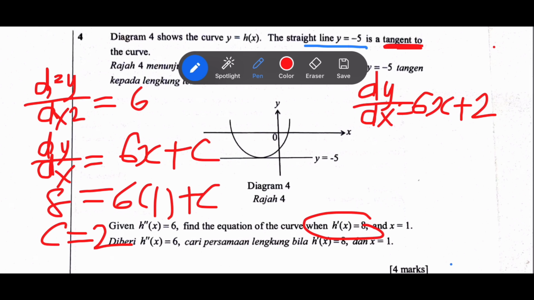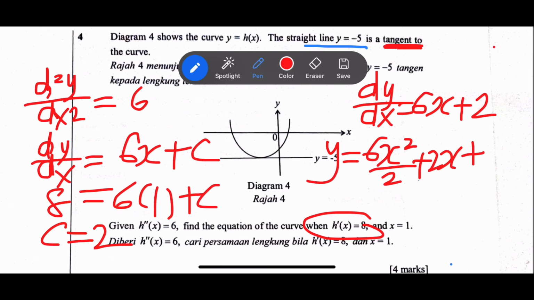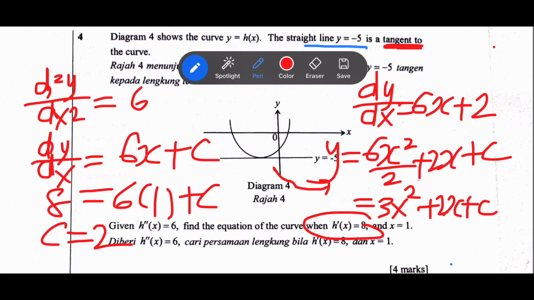Now, from the dy/dx, if you integrate further, you will get y, which is actually the function that you want. 6x squared over 2 plus 2x plus c. Okay, now you need to simplify. This is what the question asks you, to find the equation of the curve, which is y. But the problem is you need to solve the c. In order to solve the c, you need to have the point on the curve. So let's simplify. So we have y equal to 3x squared plus 2x plus c.